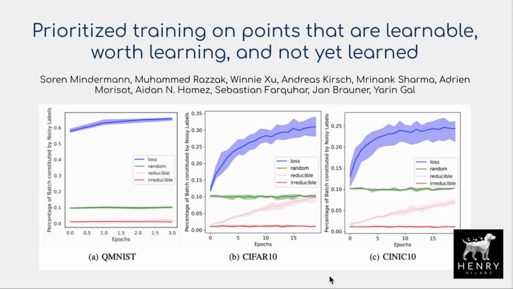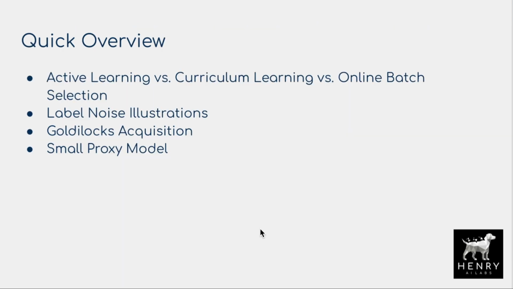This video will explain some of the ideas in prioritized training on points that are learnable, worth learning, and not yet learned. As a quick overview, this paper is also focused on this problem of active learning, curriculum learning, and online batch selection, trying to achieve better training efficiency by better selecting the next batch of data examples to do the gradient descent update on.